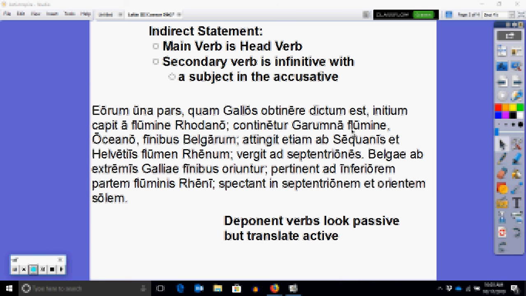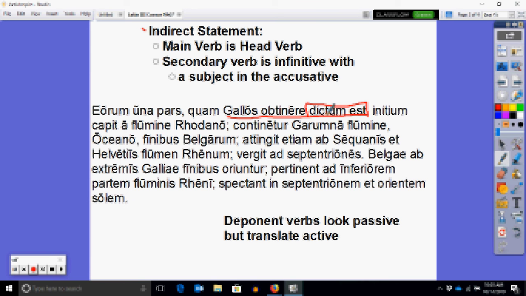Okay, so in this part, we have a few things we're going to get to. First thing, I'm going to jump down here. This is an indirect statement. Now, an indirect statement is going to have a couple of characteristics in Latin. The first is that its main verb is a head verb.